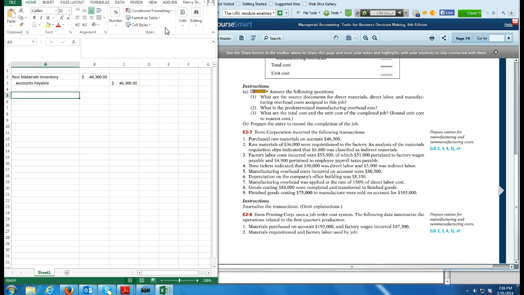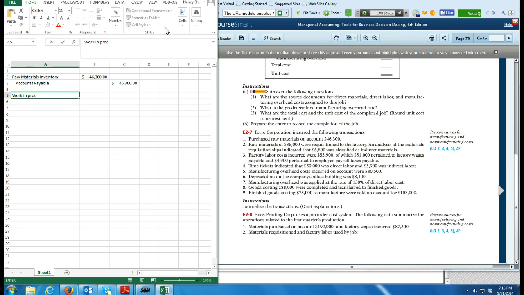Okay, the next question or transaction: raw materials of $36,000 were requisitioned to the factory. An analysis of the material requisition slips indicates that $6,800 was classified as indirect materials. Now, when it's requested to the factory, that means they're working on something. So what will happen is the amount that is indirect materials will go directly into manufacturing overhead, and the difference will go directly into work in process.